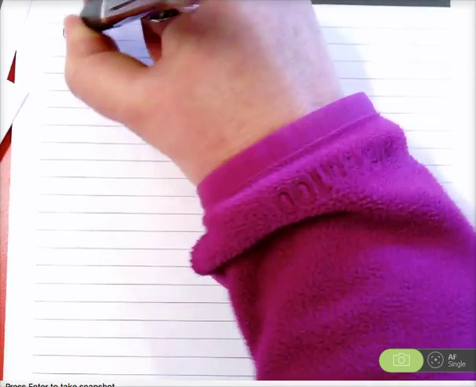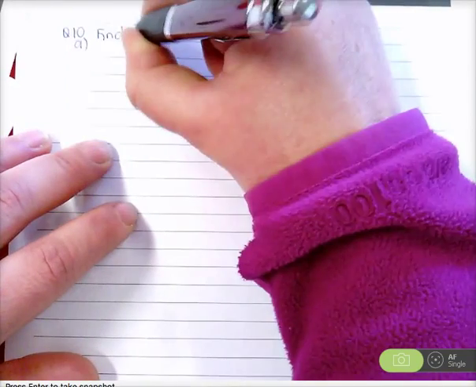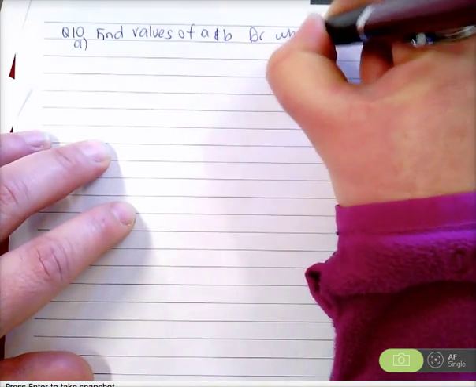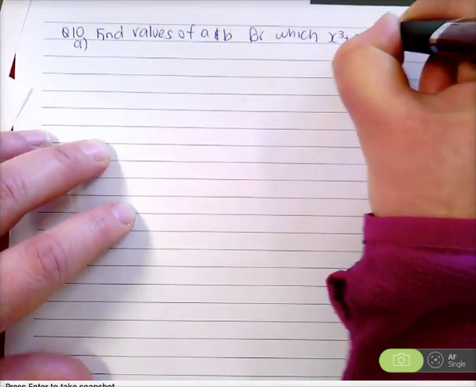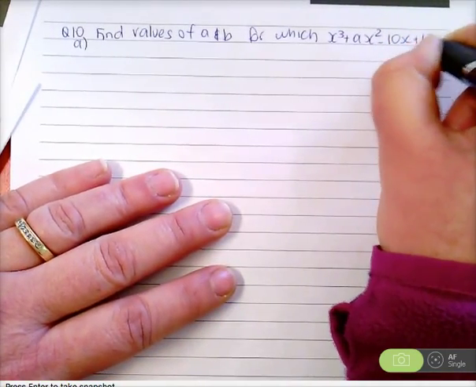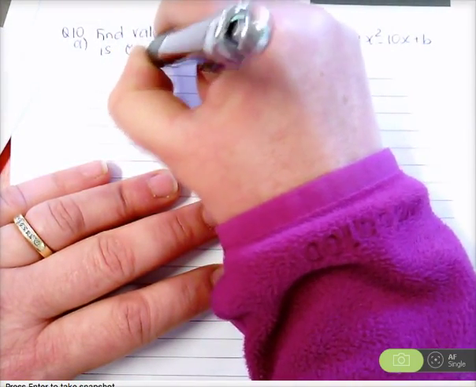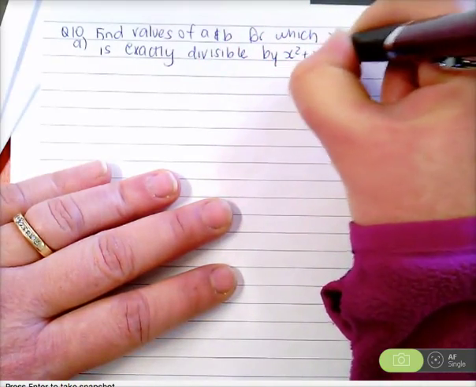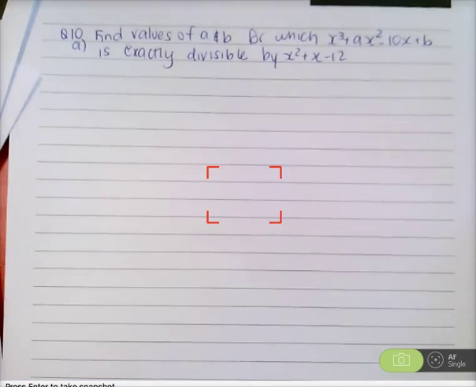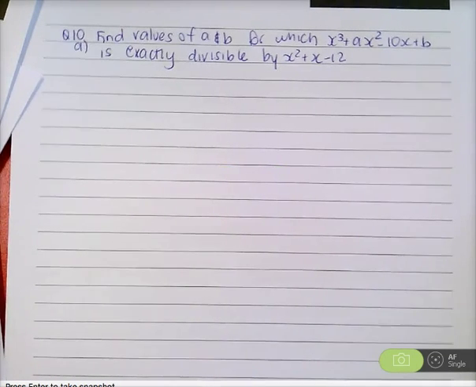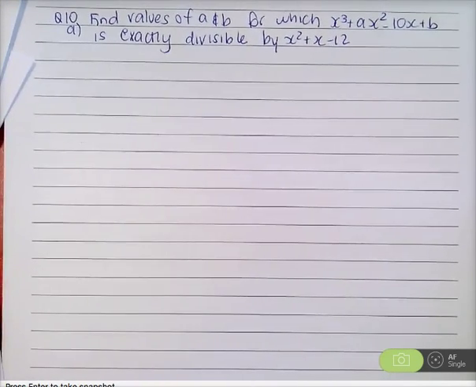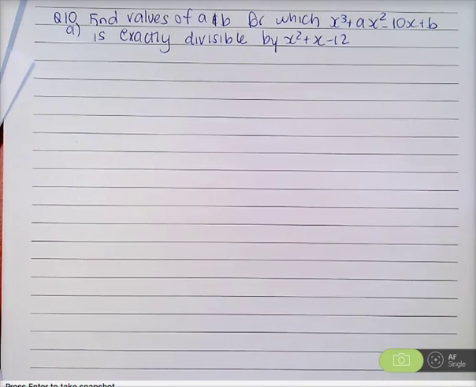Question 10 off the Cambridge sheet. Find the values of a and b, question 10, for which x cubed plus ax squared minus 10x plus b is exactly divisible by x squared plus x minus 12.